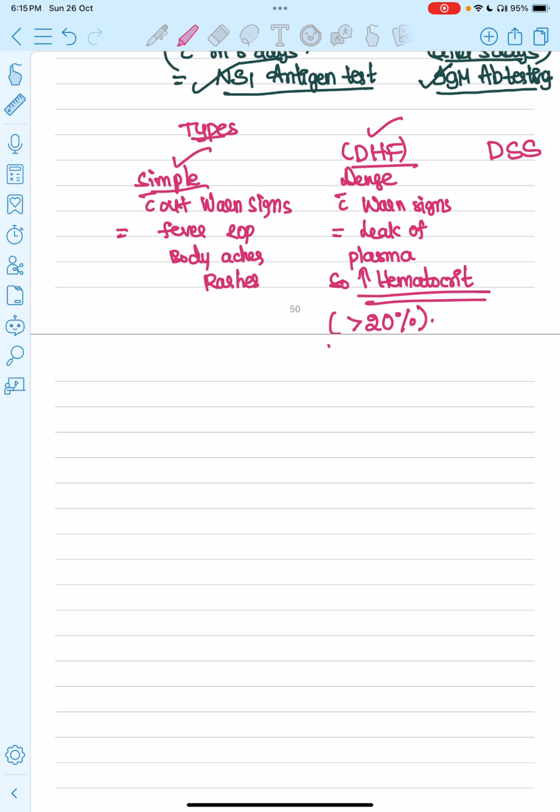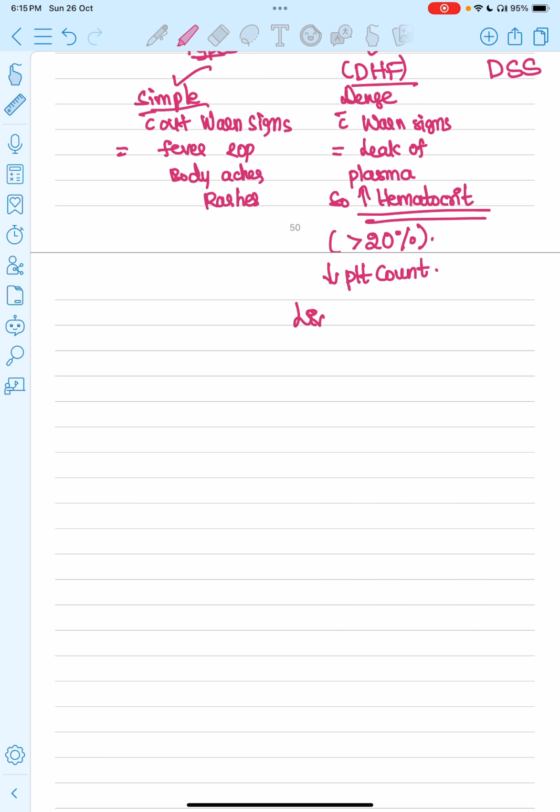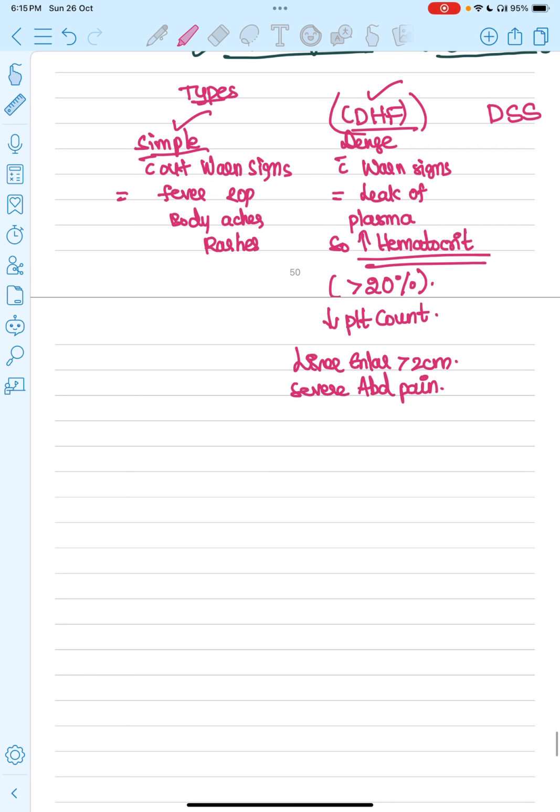In dengue hemorrhagic fever, there is decreased platelet count, liver enlargement of more than 2 centimeters, and severe abdominal pain. These are the symptoms seen in dengue hemorrhagic fever.